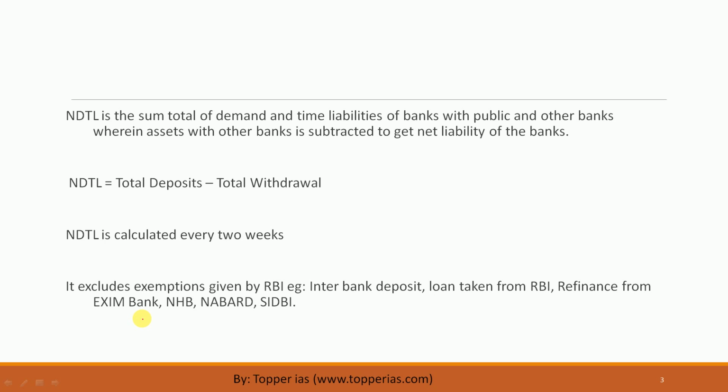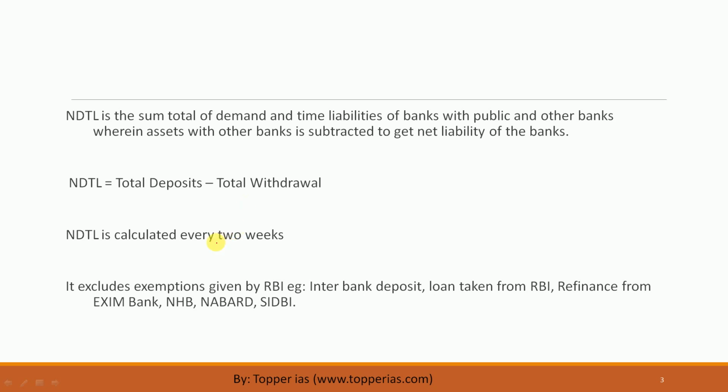Next, if we come to net demand and time liabilities, the understanding is that if the word net has been used, then obviously something is being subtracted out of the total deposits or the total demand and time liabilities of the bank. So what you have to understand is what this thing is that is being subtracted. Here, what is important is that a bank is continuously having withdrawals also. Not only deposits but also withdrawals. So the total amount of liability that a bank has is fluctuating. So this is the NDTL.